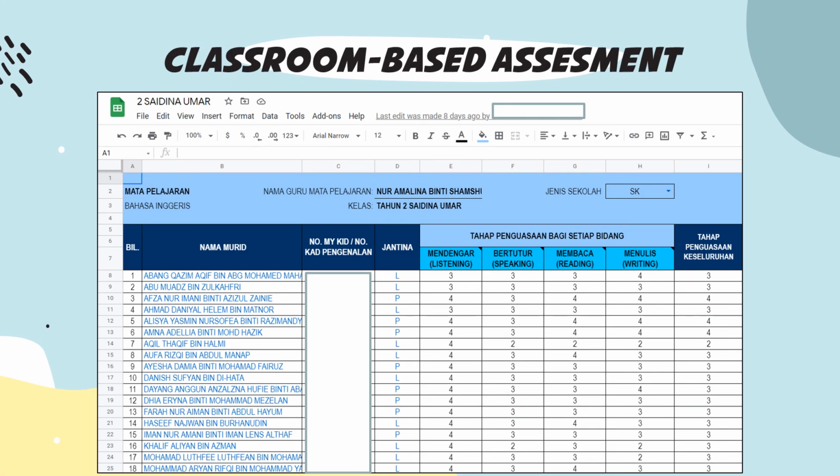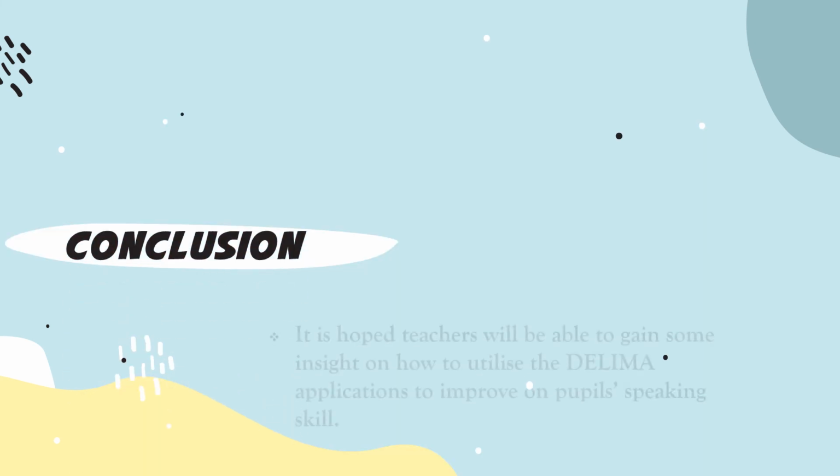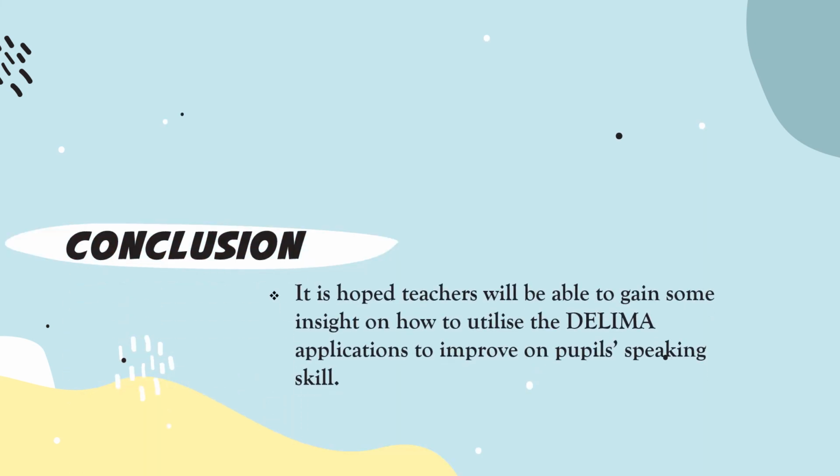This is the existing classroom-based assessment system. We can see that the pupils have achieved a certain level for each skill and also their overall performance in English subject. In conclusion, it is hoped that teachers will be able to gain some insight on how to utilize the DELIMa applications such as Google Classroom, Google Meet or YouTube, short video, and comment section in order to improve the online teaching and learning of pupils' speaking skill.